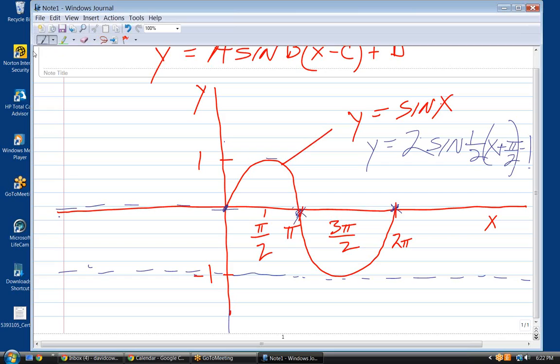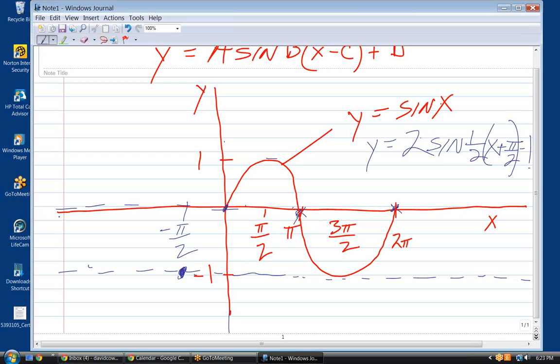So where do I start my graph? On the other side. Yeah, right there at negative pi over 2. Okay, so this is my starting spot right here. I'm going to draw a big dot. Okay? Where is my ending spot?